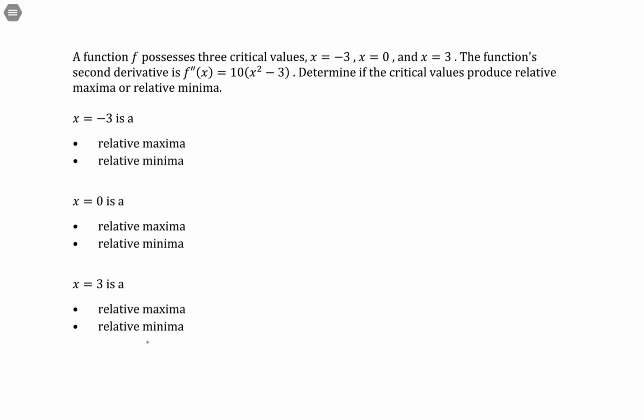A function f possesses three critical values: x equals -3, x equals 0, and x equals +3. The function's second derivative is f double prime of x equals 10 times the quantity x squared minus 3. Determine if the critical values produce relative maxima or relative minima.